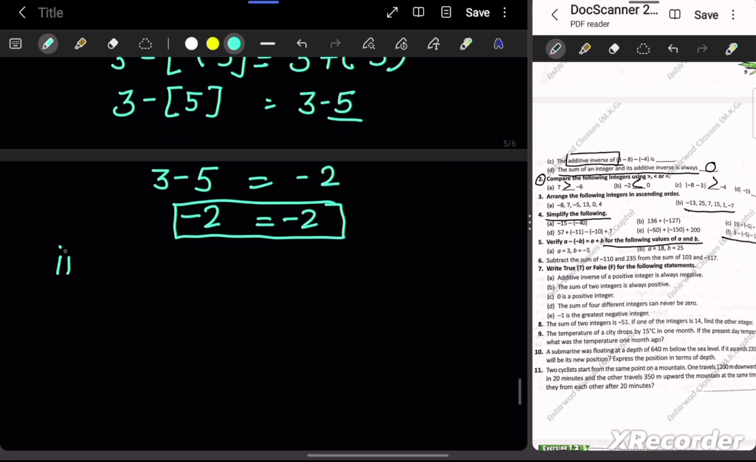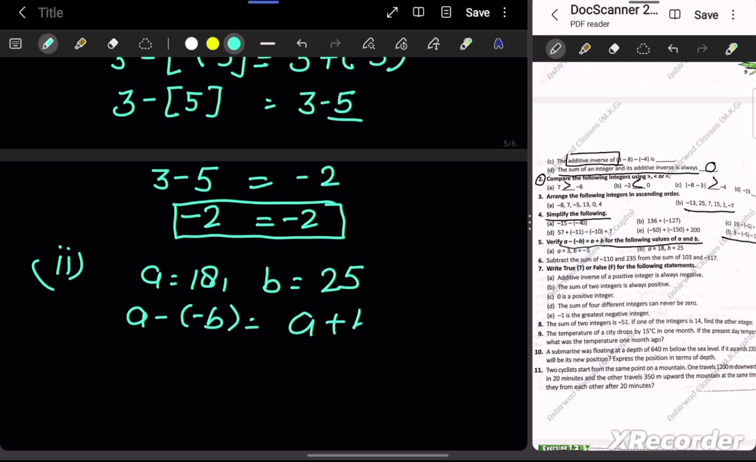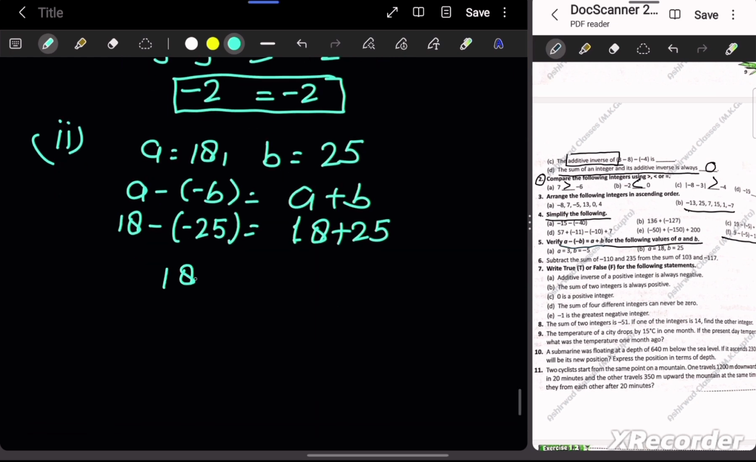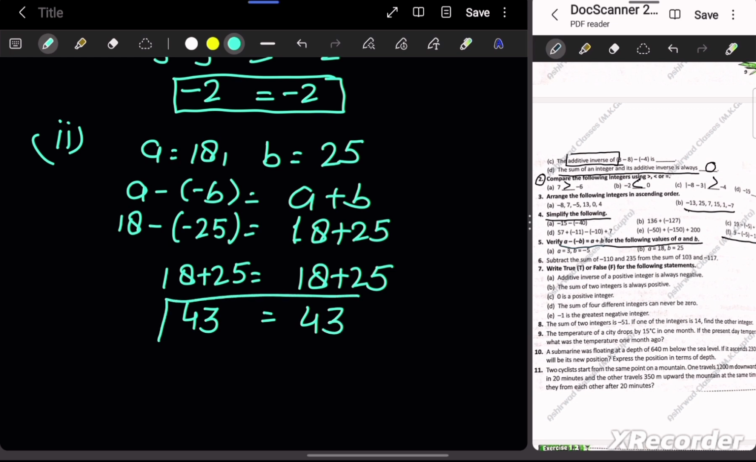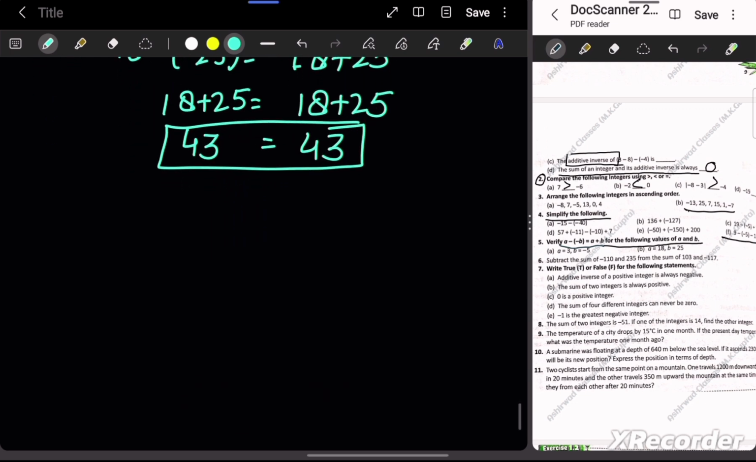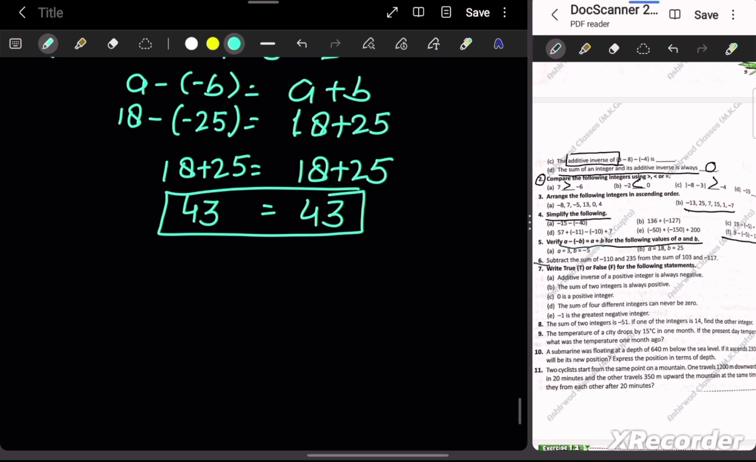Next, A equal to 18 and B equal to 25. The equation is A minus B equal A plus B. 18 minus minus 25, minus minus is plus, equal 18 plus 25. Answer is 43 equal 43. Now question number 6.